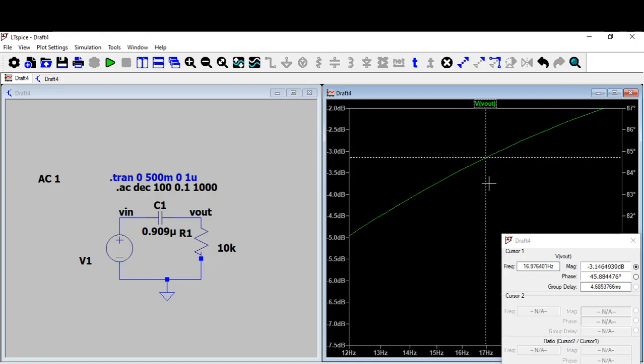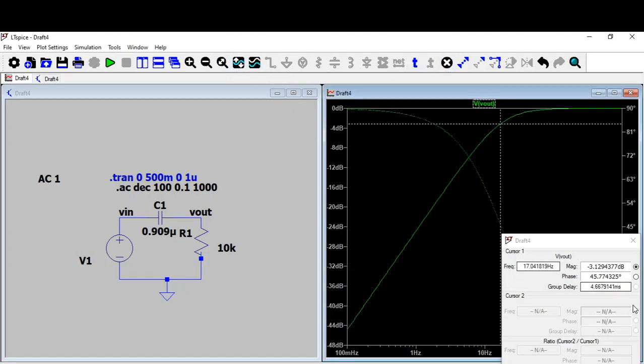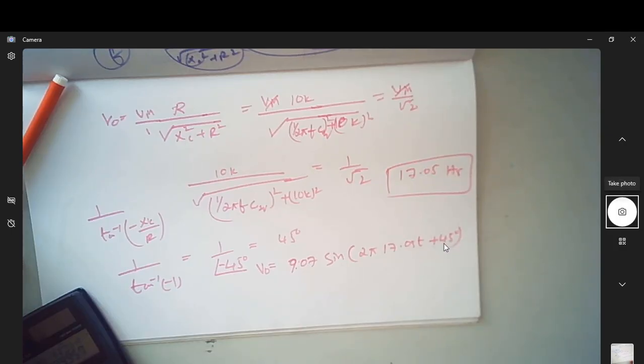See this, this is 17.05. Can you see it's almost 45 degree? Can you see it is plus here? Interestingly, the magnitude is exactly 3 dB down, minus 3 dB, which means 0.707. So the magnitude is V in by root 2, which is minus 3 dB, and the phase is plus 45 degree. So phase is plus 45 degree and the frequency is 17.05 hertz.